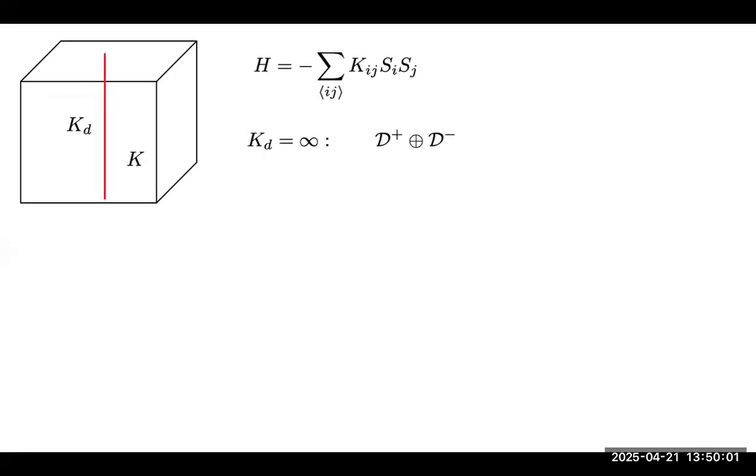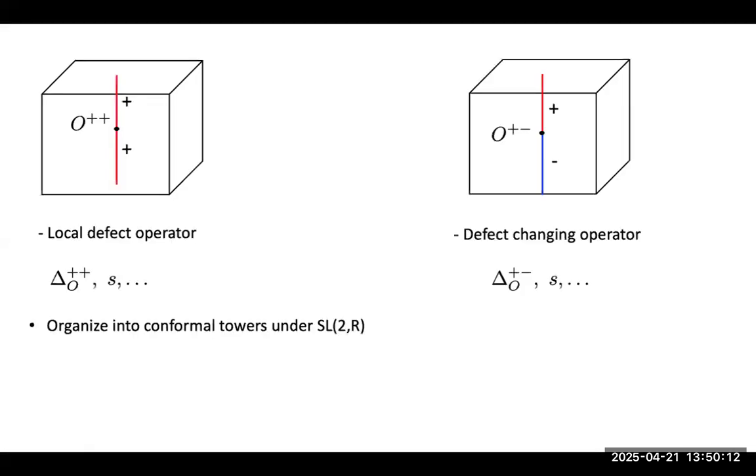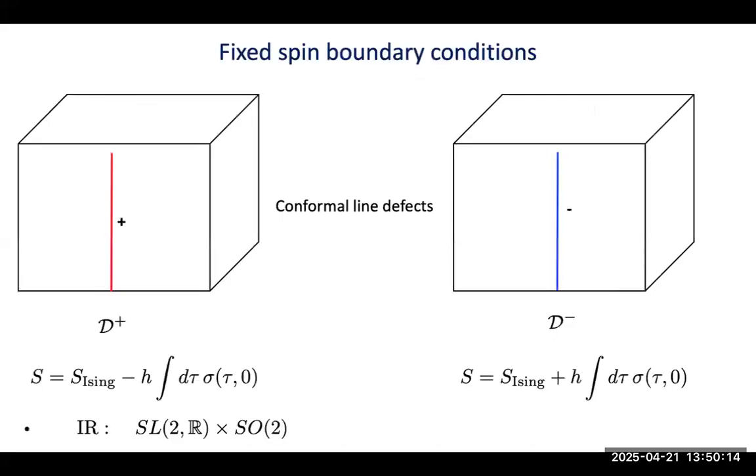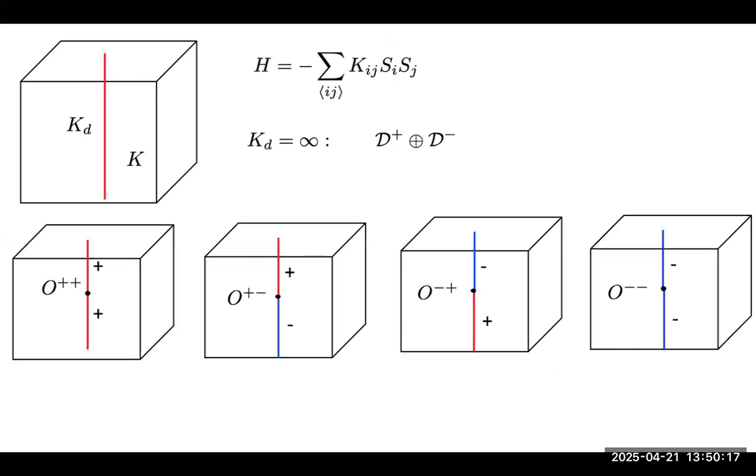If the coupling is infinite, then all the spins along the line are either all plus or all minus, right? So then this line is just a direct sum of this pinned plus and pinned minus lines. What are the local operators of such a direct sum fixed point? Well, we have the local operators of the plus line and the minus line, but we also have now the defect changing operators, which I'll refer to as domain walls. So these now also become local operators of this fixed point.